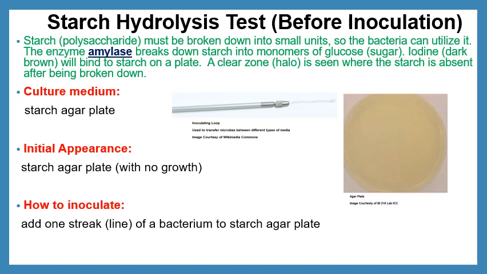So you will obtain a starch plate, which is a plate of starch agar. For the initial appearance, it has no growth. The inoculation is very simple, which is to add one loop or one streak of bacteria down the middle of the starch plate. You will then incubate the plate and add iodine after 48 hours of incubation.